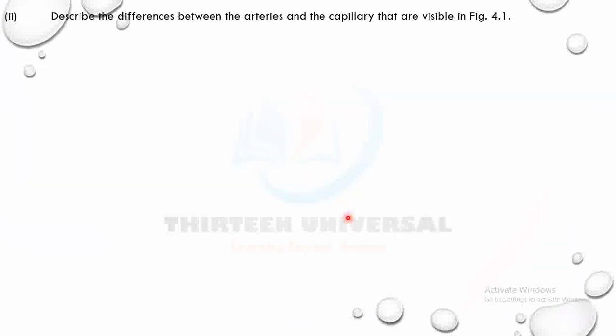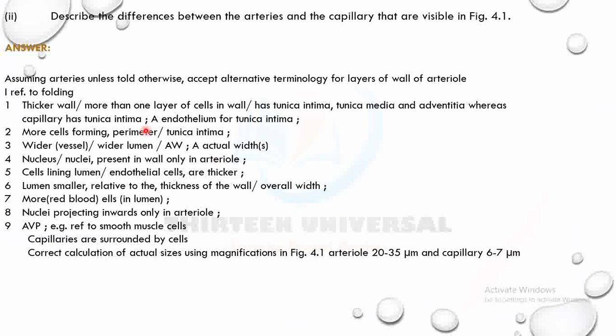Let's see. So what I'm asking says, thicker wall, more than one layer of cells, tunica intima. So that is for the artery. More cells forming the perimeter, wider vessel, wider lumen. So nucleus present in wall only in the arterial. Cells lining the endothelium are thicker. The lumen is smaller in the capillary, so more red blood cells. Yeah, because the artery has more lumen.